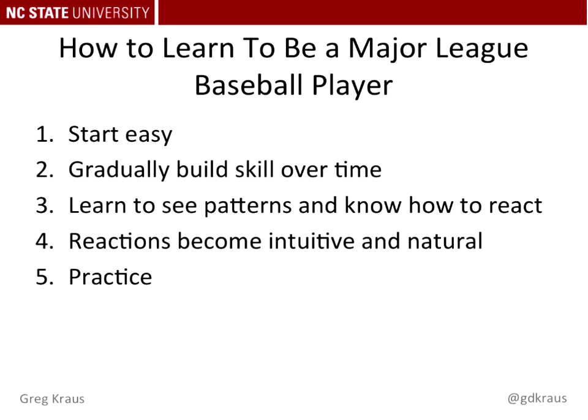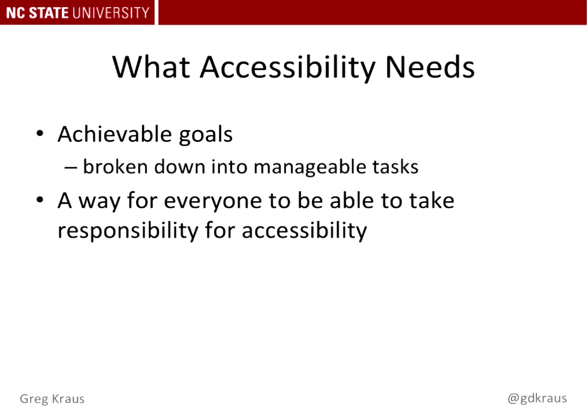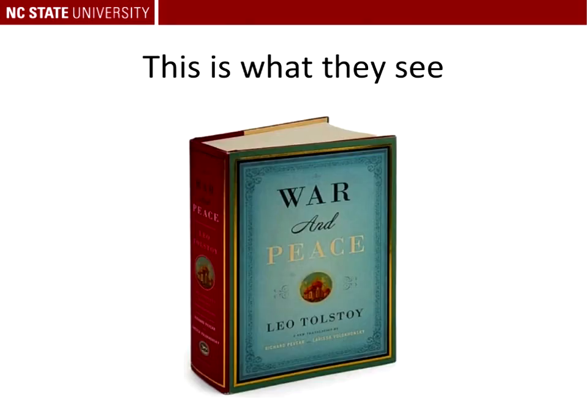We need to start easy and gradually build up skills and not hit them with everything at one time, and give people the tools to be able to learn all of this. So what accessibility needs are achievable goals broken down into manageable tasks, and a way for everyone to be able to take responsibility for accessibility.